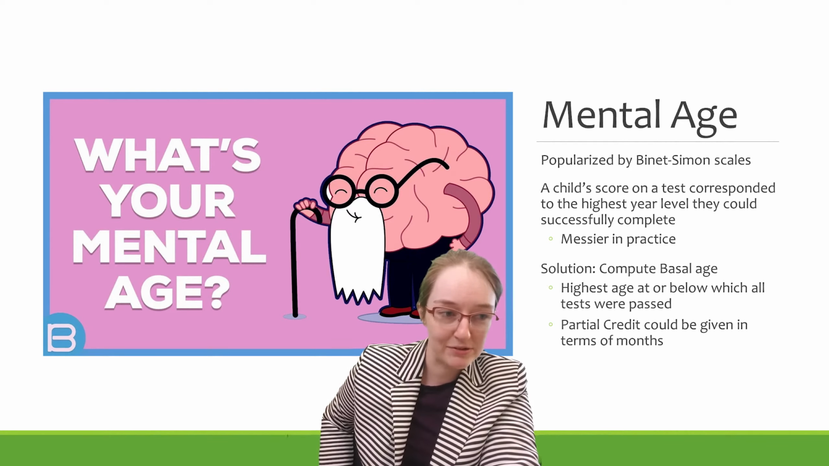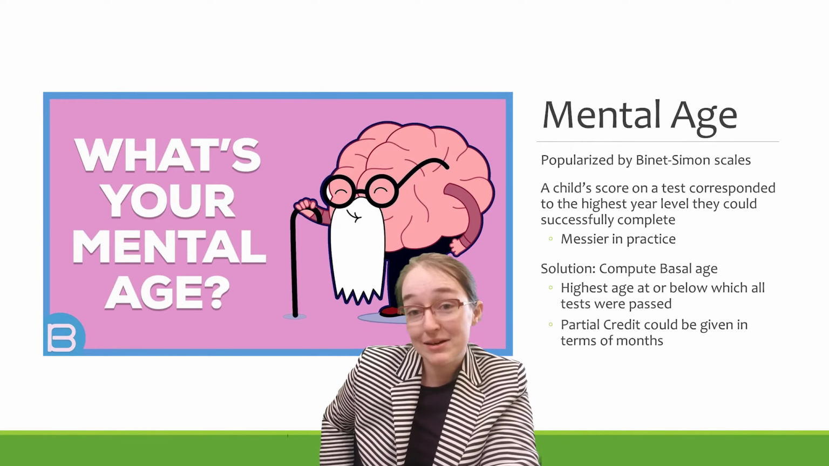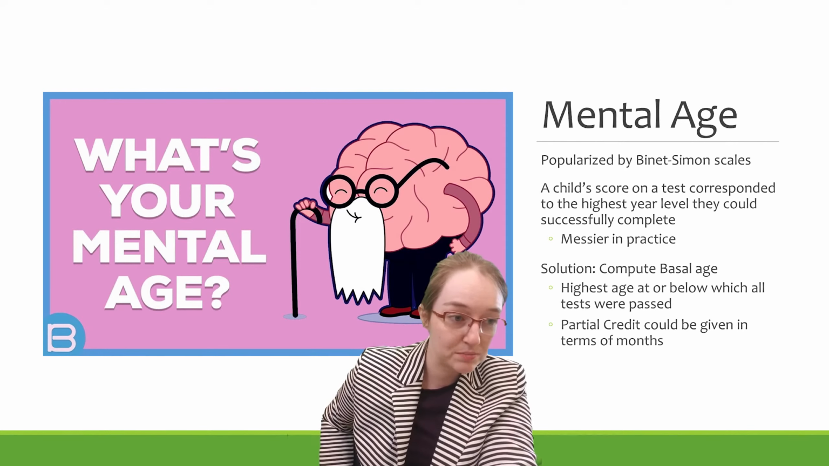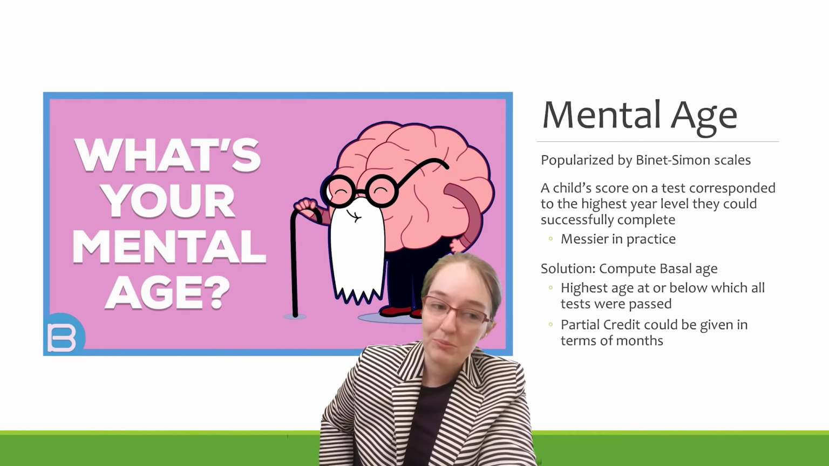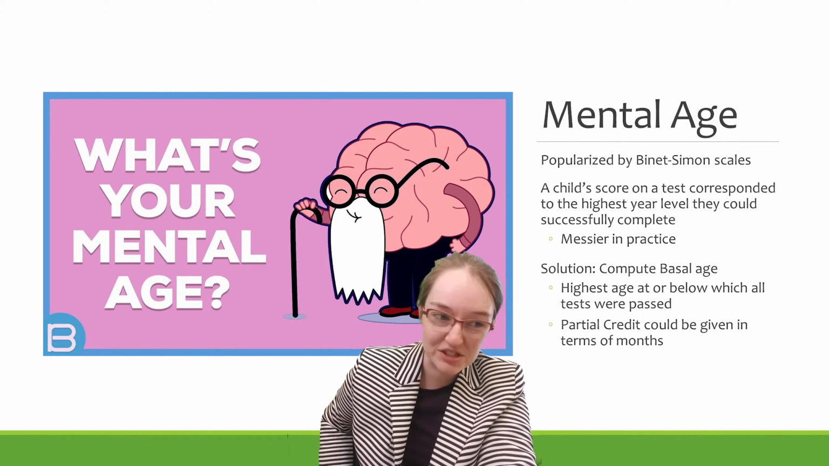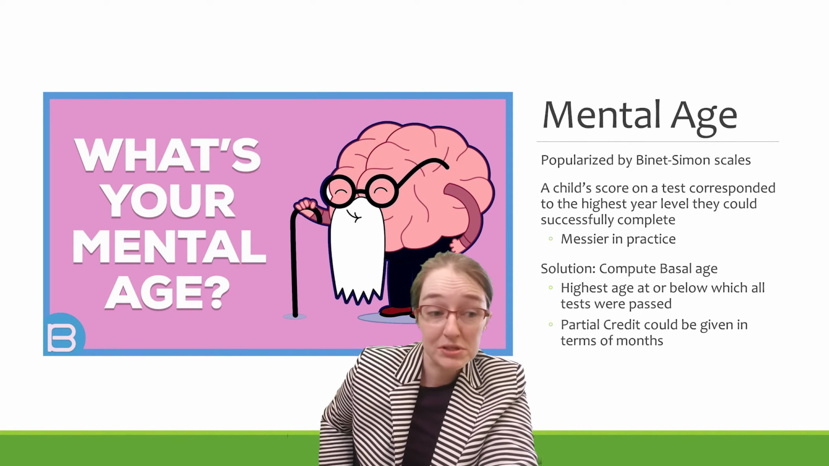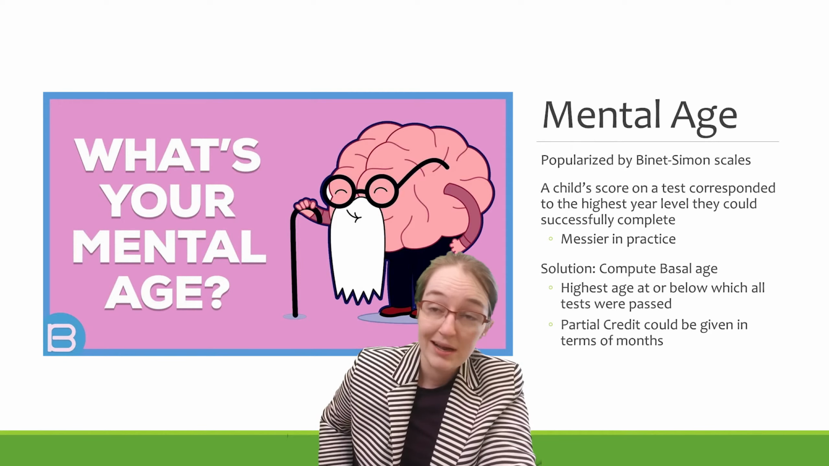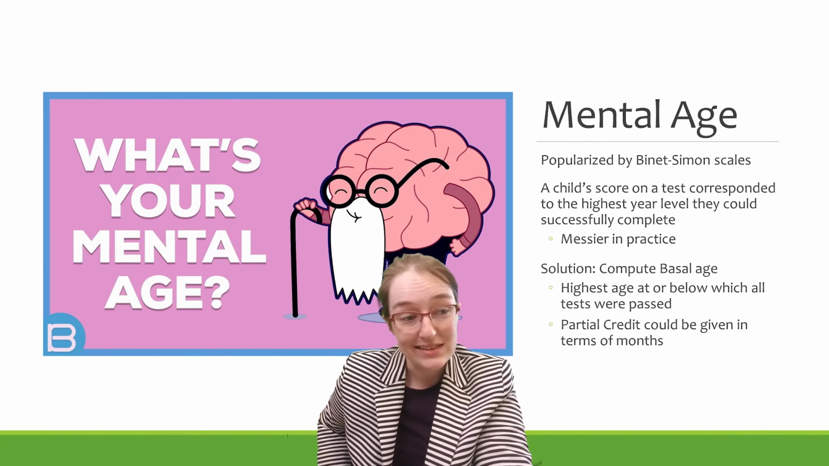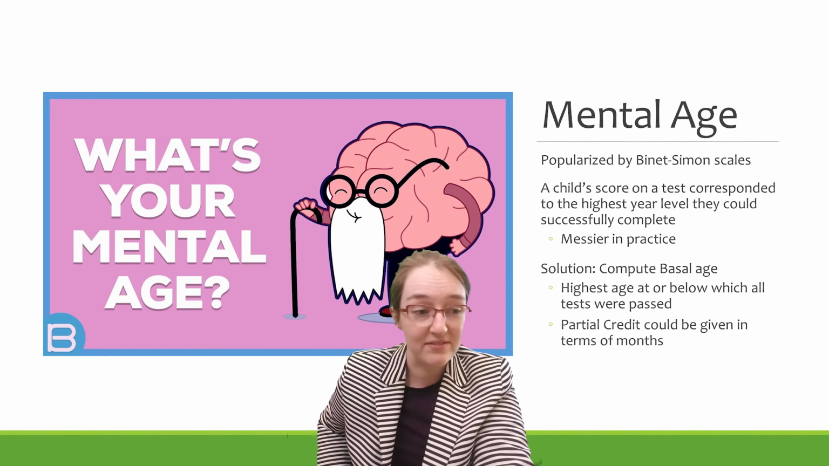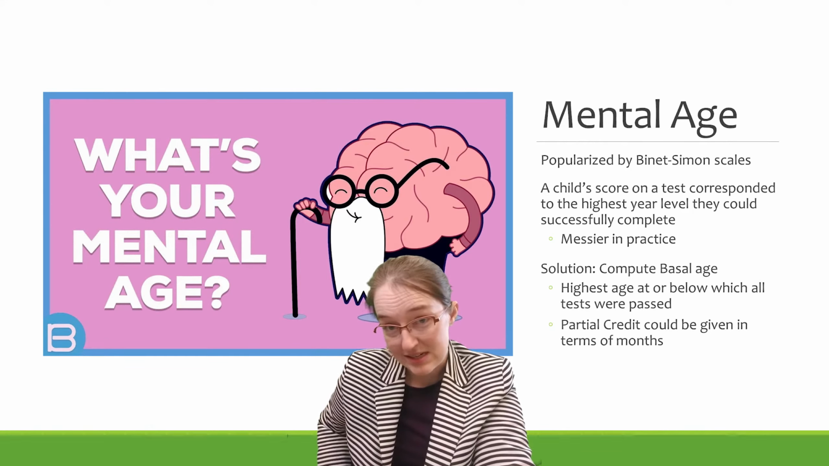So mental age. Mental age was popularized by the Binet-Simon scale, and the idea was that a child's score on a test corresponded to the highest year level they could successfully complete. Now, in practice, this was a bit more challenging to implement, especially because mental age doesn't remain constant with chronological age, but their solution was to calculate basal age. Basal age is essentially the highest test grade level or age level that a subject can complete, where they pass all the tests.